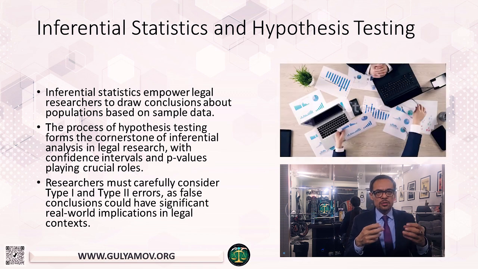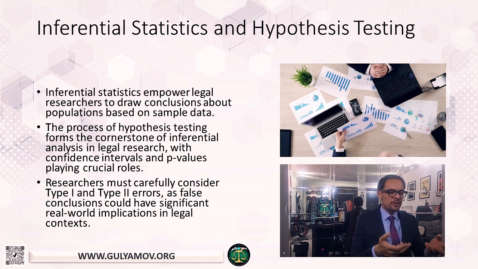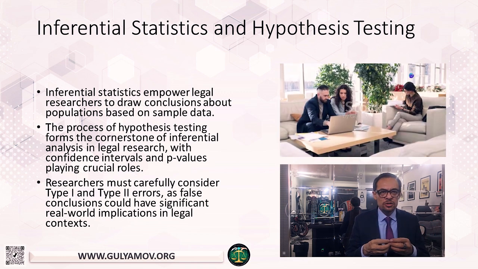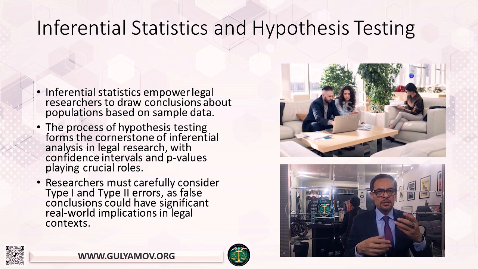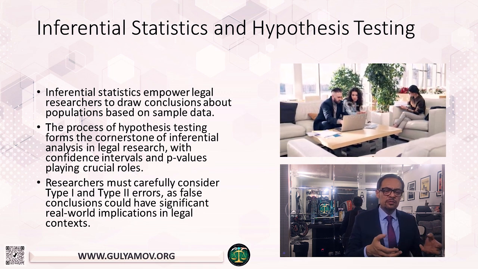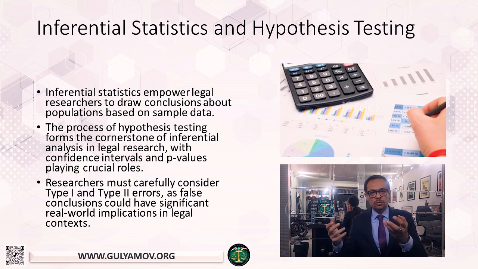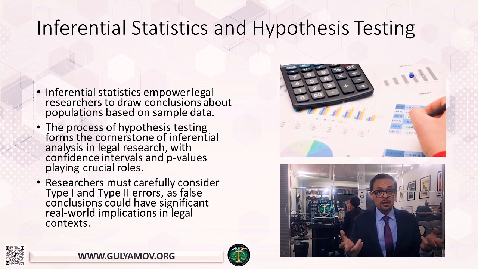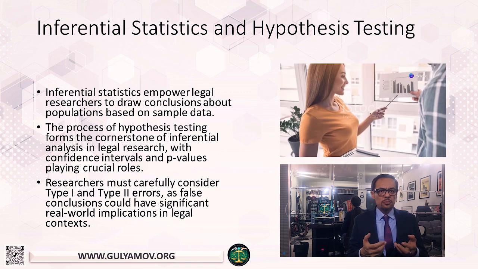For example, a researcher might hypothesize that the implementation of mandatory minimum sentencing laws leads to increased incarceration rates. Setting and interpreting confidence intervals provide a range of plausible values for population parameters, offering nuanced insights beyond point estimates.